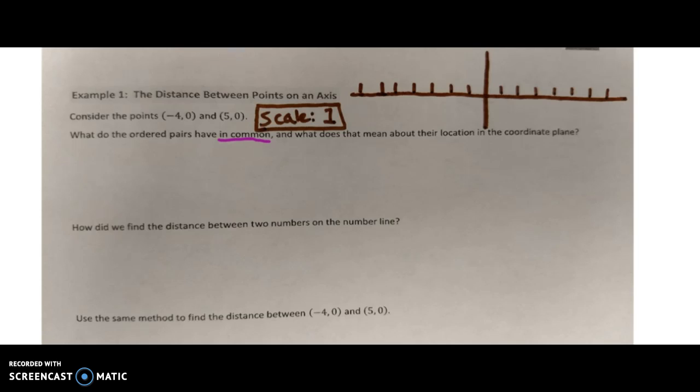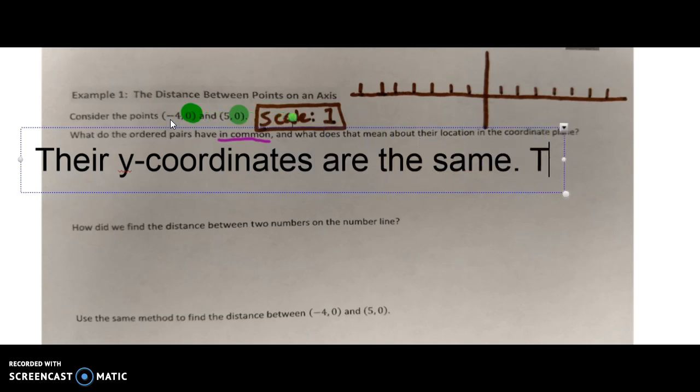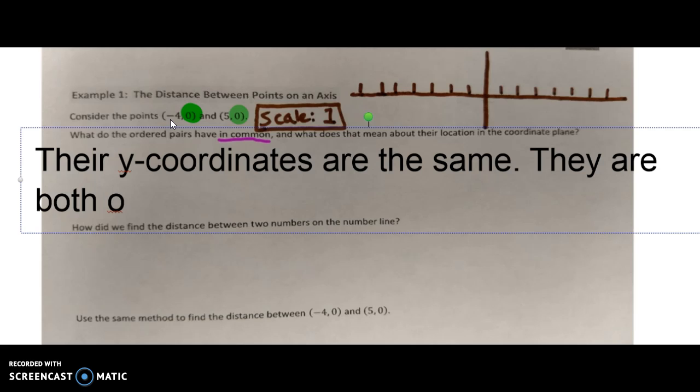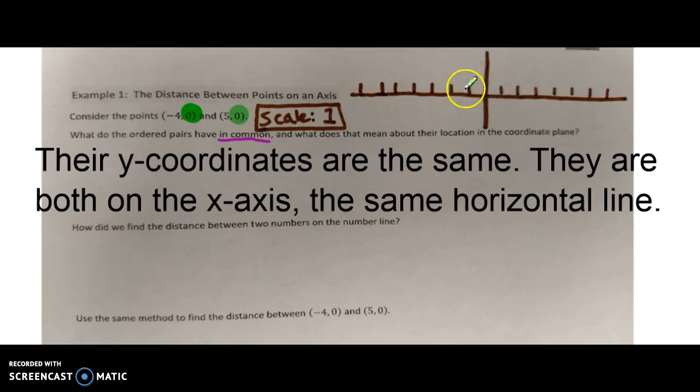So I'm looking at my two ordered pairs here, and this is what I can tell. The -4 and the 5, the x-coordinates are different. But the 0 and the 0 are the same, which means the y-coordinates are the same. So I'm going to explain that down here using words first. We're going to say their y-coordinates are the same. They are both on the x-axis, the same horizontal line. If I want, I can even plot my points up here just to prove it even further.